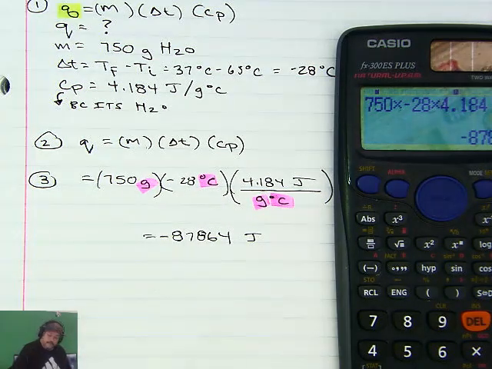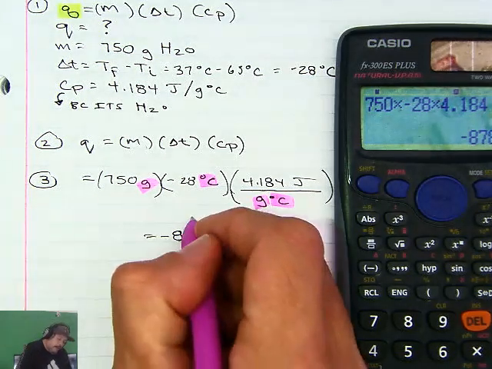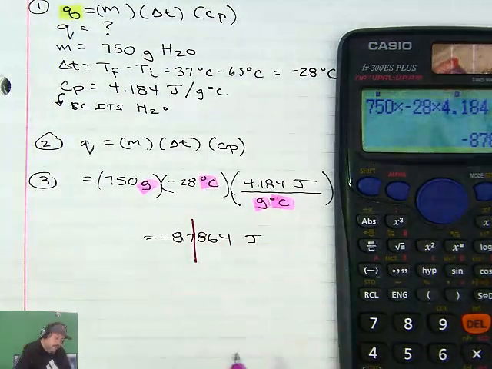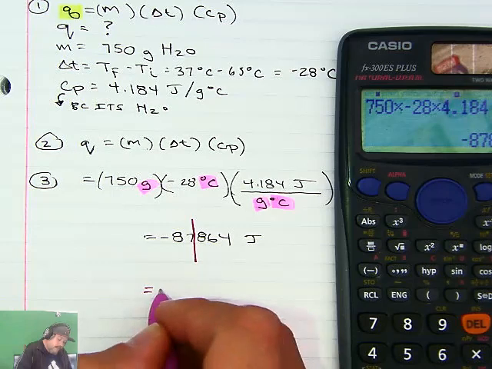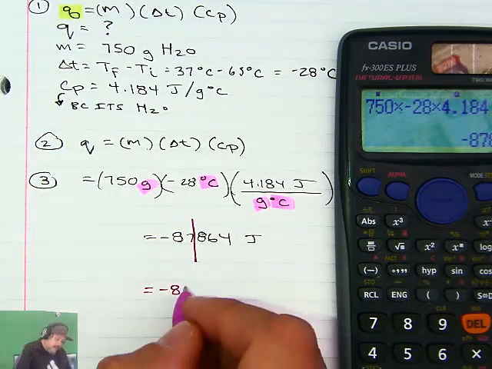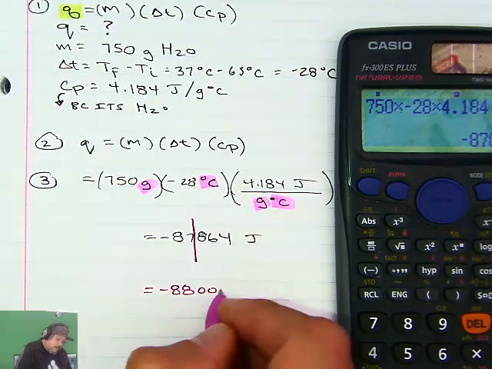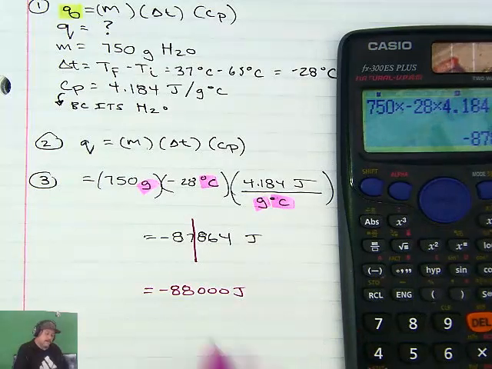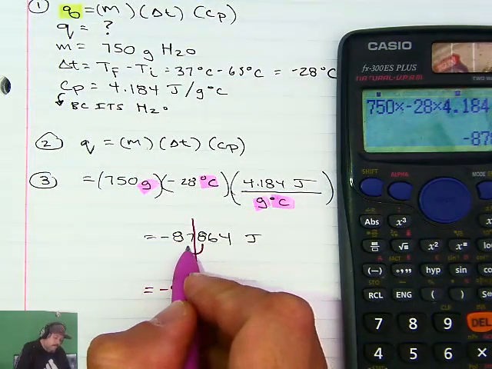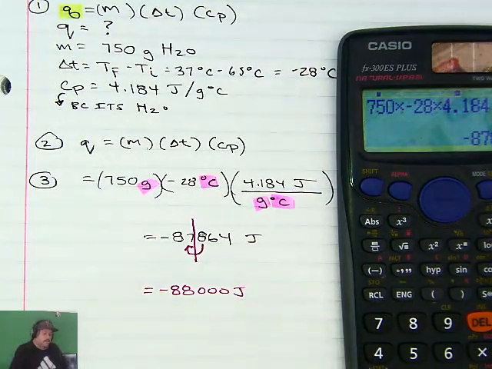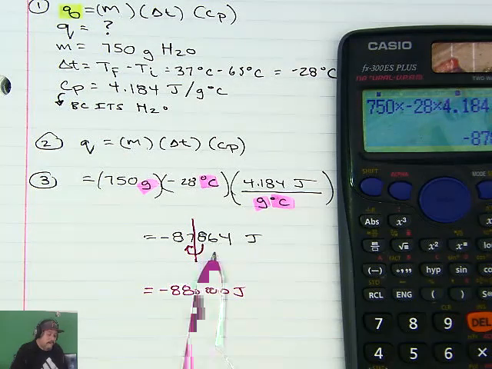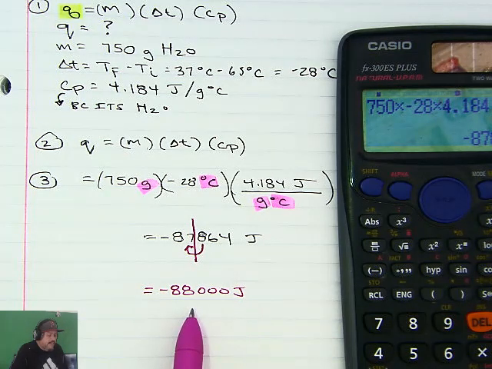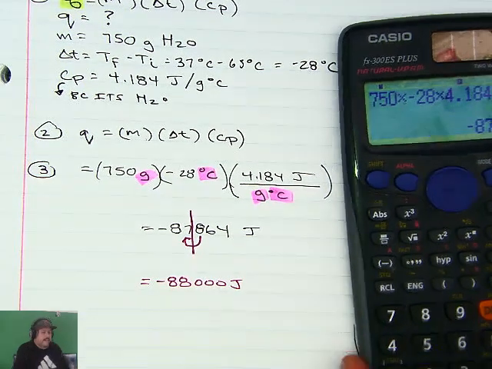So that means that for this one, I'm going to cut off at 2 sig figs, and I get negative 88,000 joules. Remember, this 8 tells that 7 to round up. The placeholders, because negative 88 is different than negative 88,000. Okay, that's my final answer.